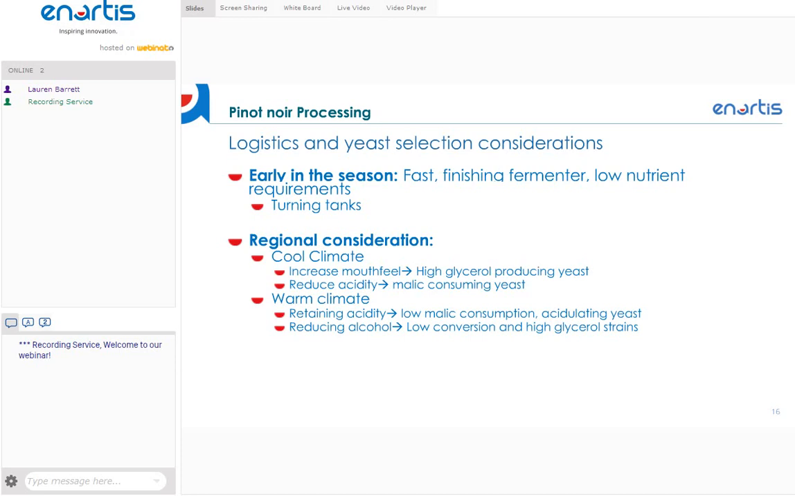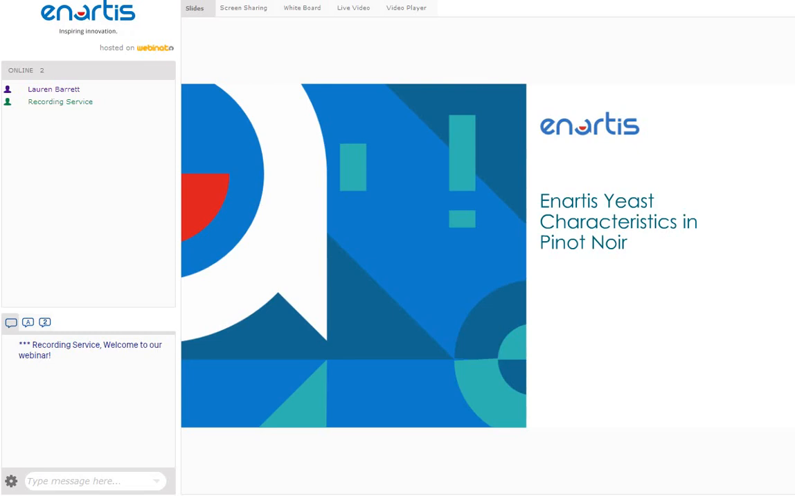Of course, Pinot Noir is a very finicky grape variety, sensitive to many different diseases and viruses. Botrytis and powdery mildew are very common with the variety, and if there's any incidence of infection, it's important to use a robust, low nutrient requiring strain that, most importantly, will quickly finish fermentation. Now we're going to be diving into some of our yeast characteristics in Pinot Noir.